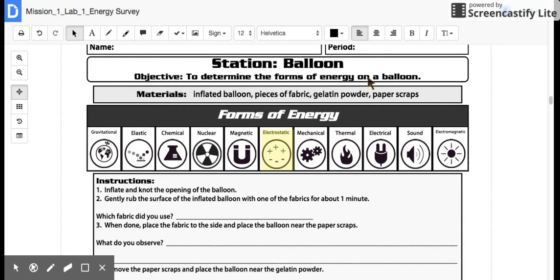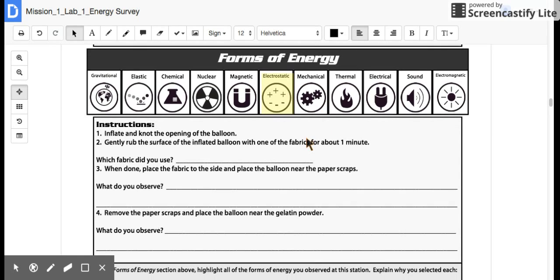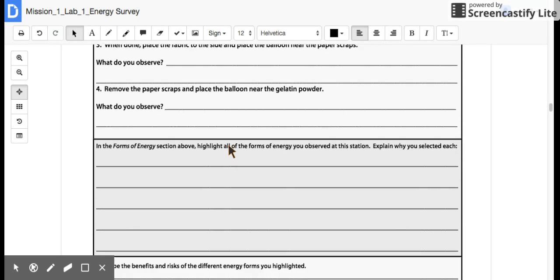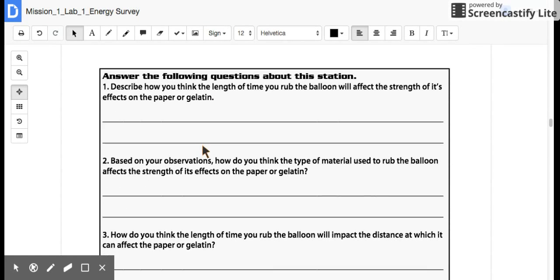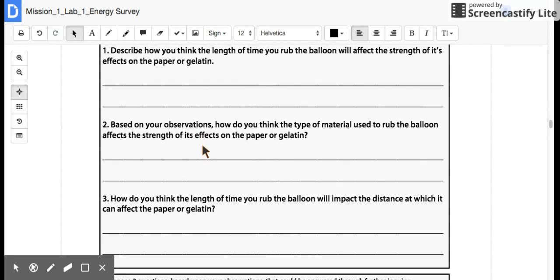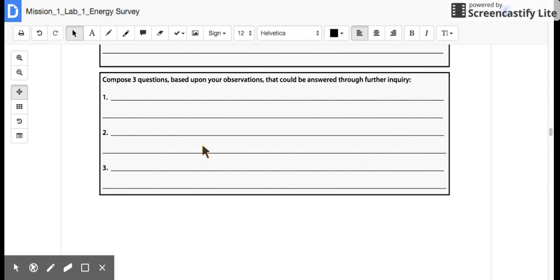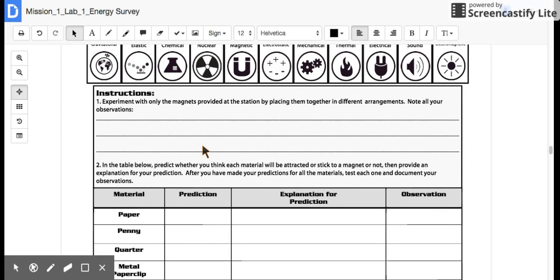The balloon, all right? This one's highlighted with electrostatic. There's more as well. The fabric that you used was wool, if I didn't mention that. And then, once again, we're going through and doing things that we've done before on the prior ones. I think these questions here you can tackle on your own. You should be able to handle them. The magnets. The one thing I want you to mention is talk about both the attraction and the repulsion of the magnets.